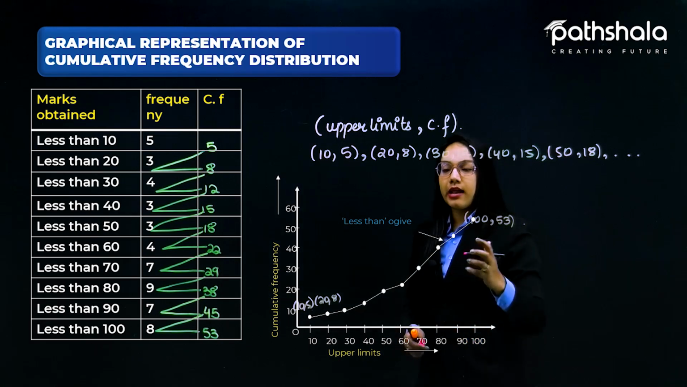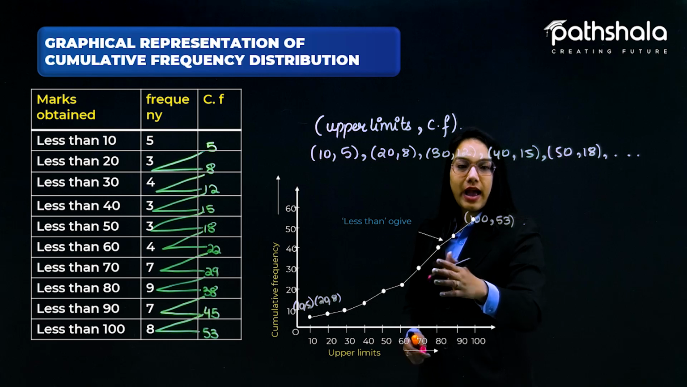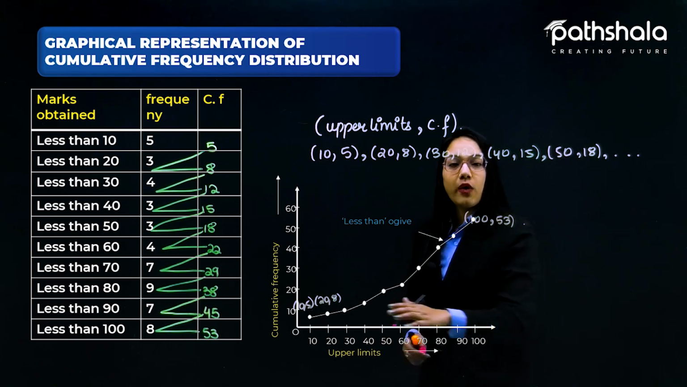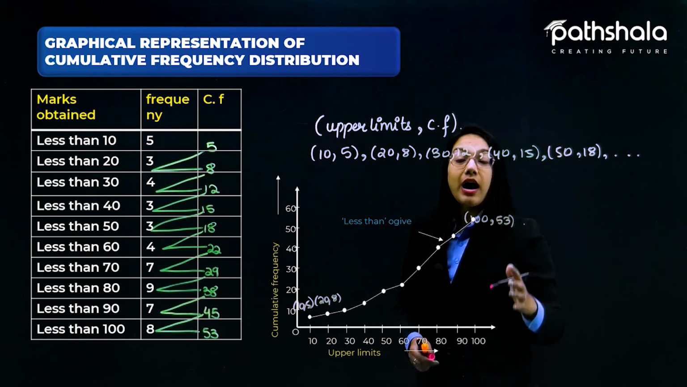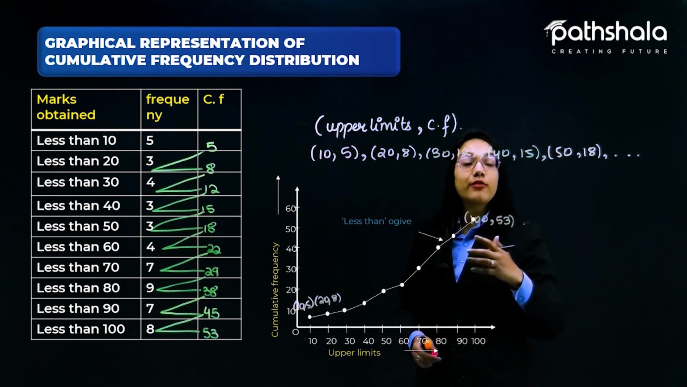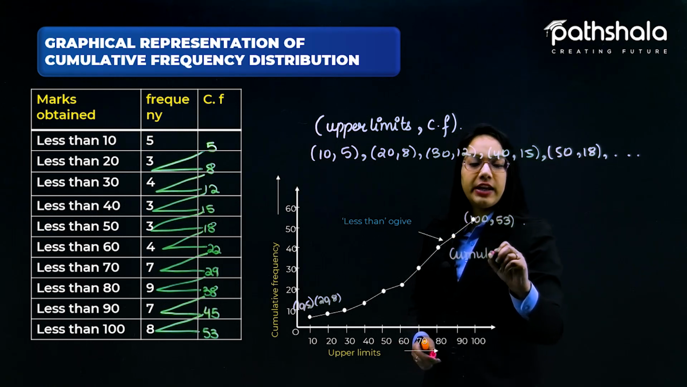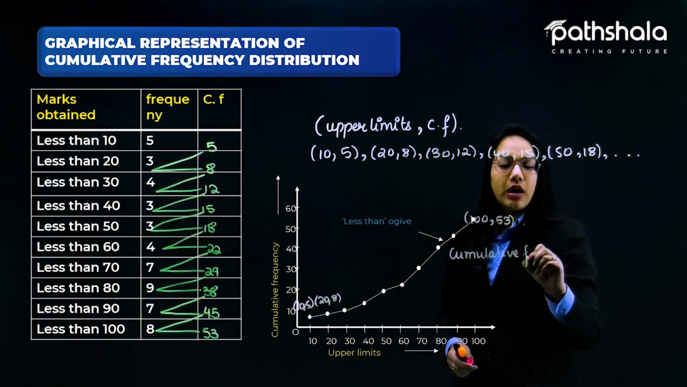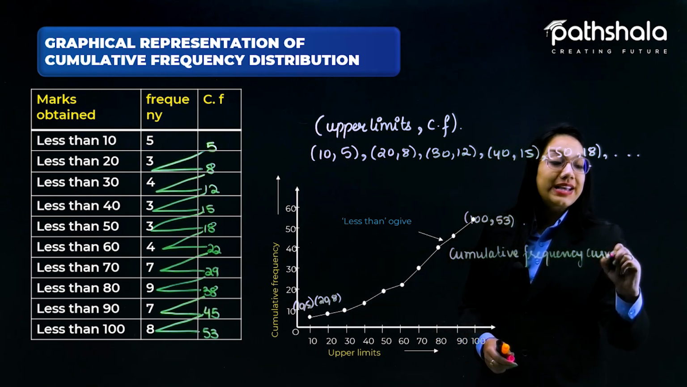When I join all these points freehand, the curve we get is called a less than ogive, and we can also call it a cumulative frequency curve of less than type.